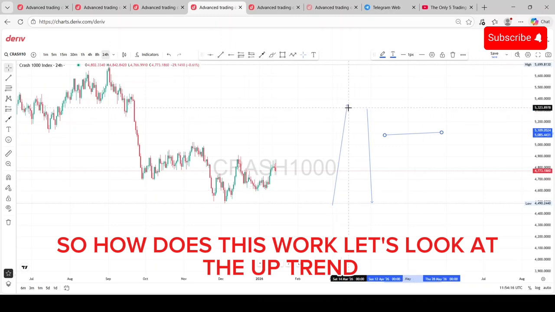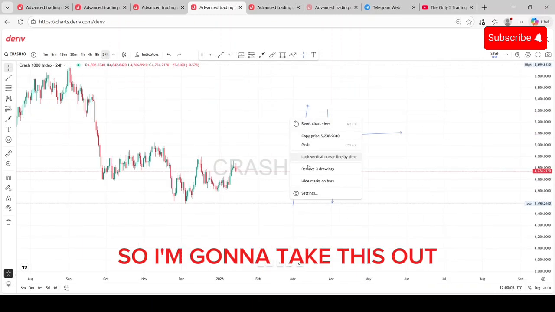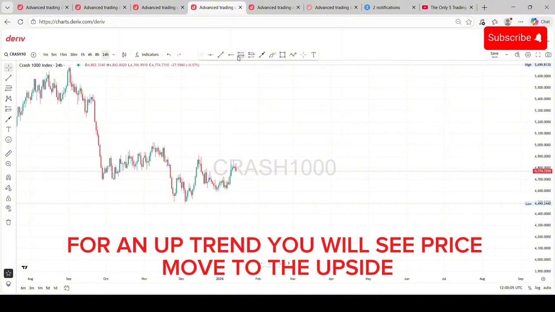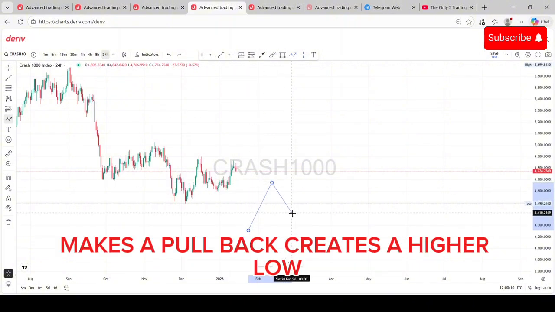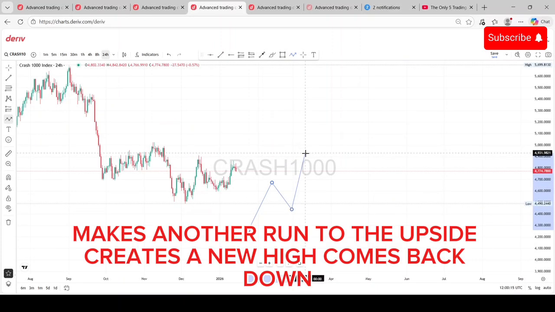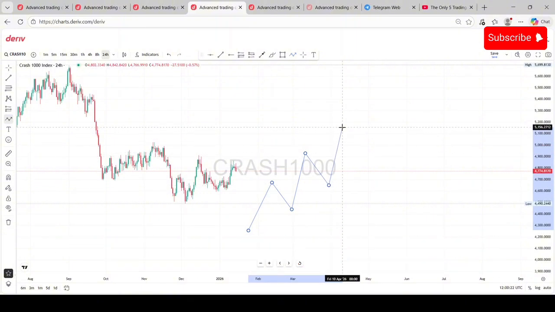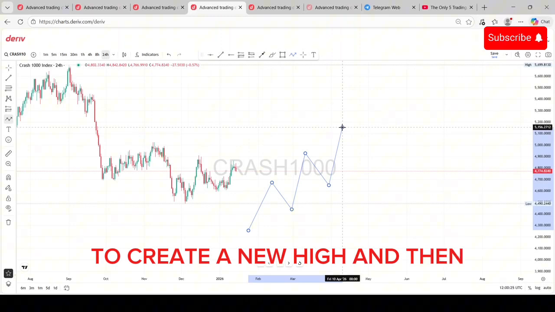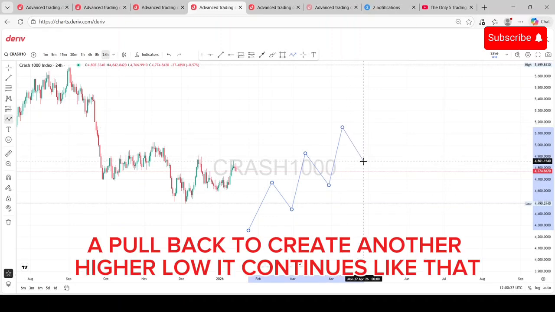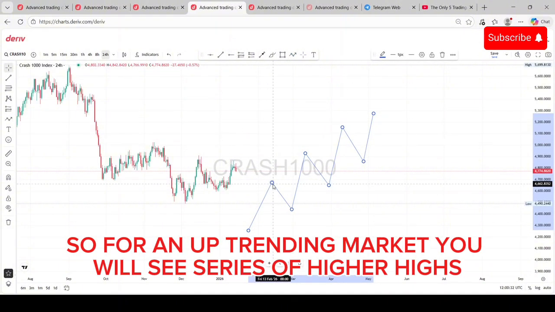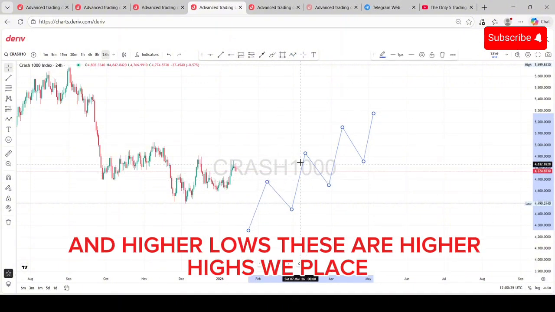So how does this work? Let's look at the uptrend. For an uptrend, you will see price move to the upside, make a pullback, create a higher low, make another run to the upside, create a new high, come back down, make another higher low, and then another run to the upside to create a new high, and then a pullback to create another higher low. It continues like that. So for an uptrending market, you will see a series of higher highs and higher lows.